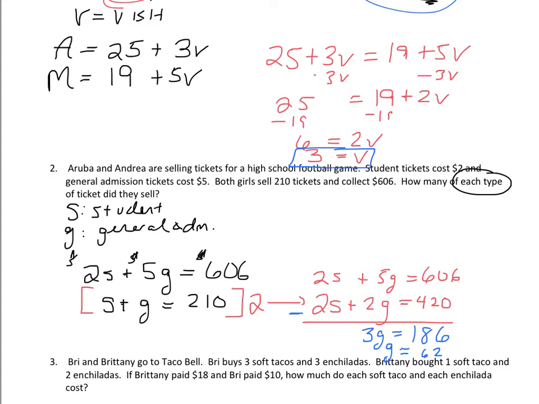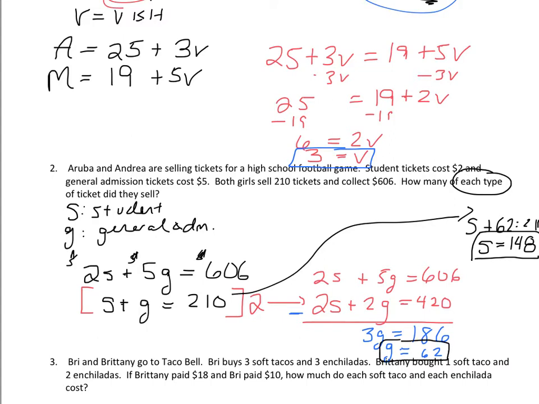So now I'm going to take the amount equation and say I got S plus 62 is equal to 210. Subtract 62 from both sides. 210 minus 62 is 148. So I sold 104, or not, I'm sorry, didn't mean to take your credit there, Aruba and Andrea. Students, 148 tickets, 62 general admission tickets.